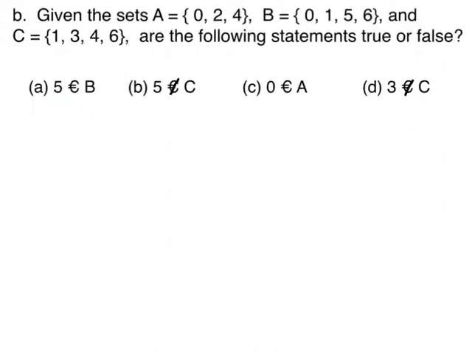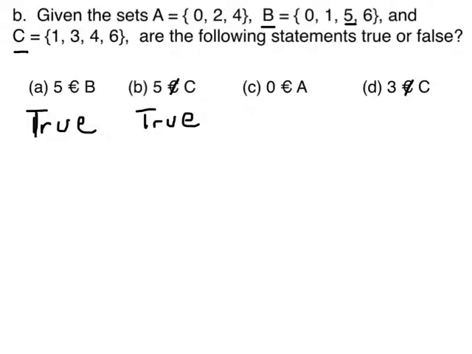Alright, let's take the first one. A: 5 is an element of set B. Well, we can look at set B, we find a 5, that statement is true. B says 5 is not an element of set C. Look at set C, do we see a 5? We do not see a 5, so this is also true. 5 is not an element of set C.